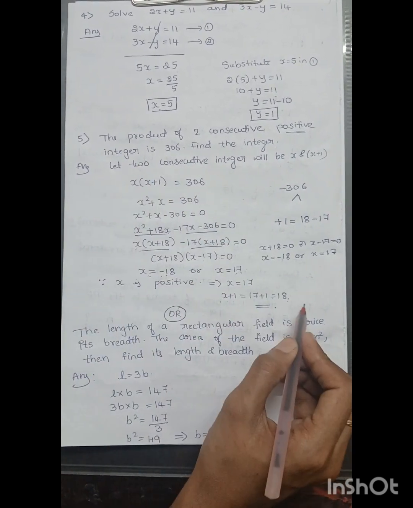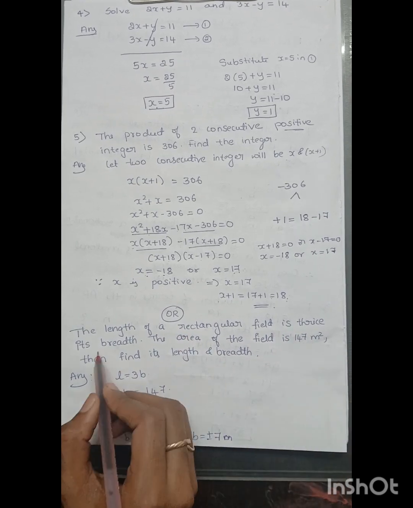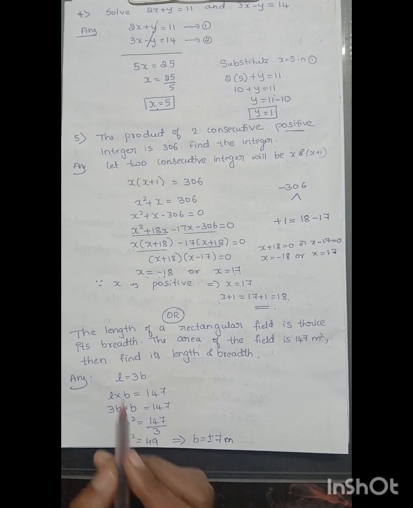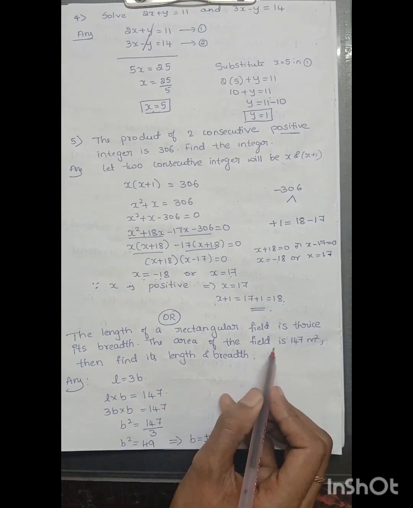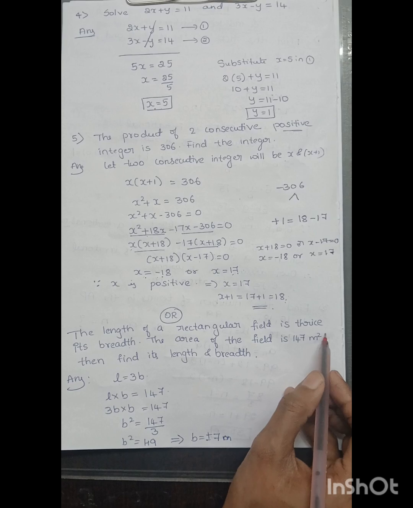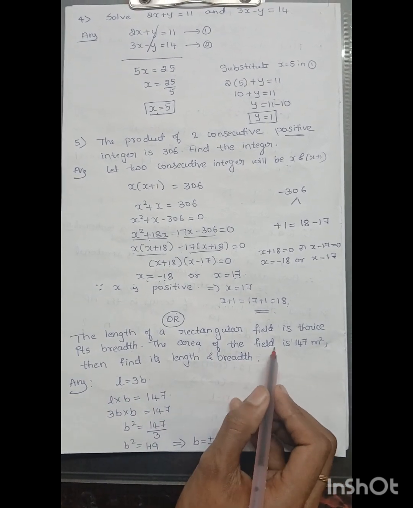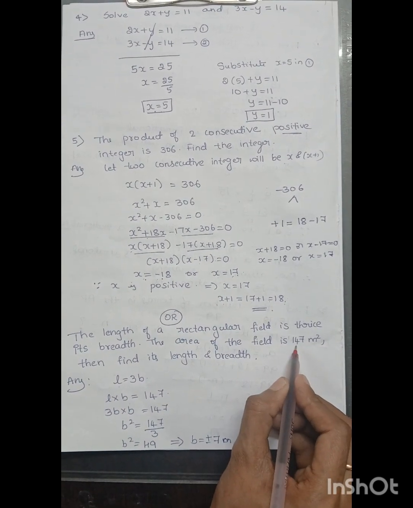So this question has an OR question. The length of a rectangular field is thrice its breadth. If I take length as L and breadth as B, then given is L is equal to 3 times B. And the area of the field is given as 147 meter square. Then find its length and breadth. Area of rectangle is length into breadth. Length into breadth is given 147.